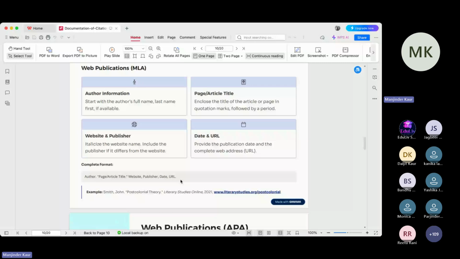For example, Smith, John, period, post-colonial theory is the article title. It is published in the website, or it is reflecting on the website, Literary Studies Online, right? 2021 and www, this is the URL, literarystudies.org/postcolonial, right? We move further.